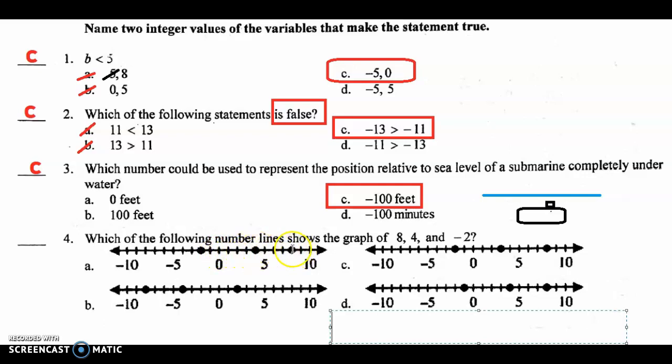So far, 8 and 4 right here, right? And then it says negative 2. So I'm here. Negative 2 would be negative 1, negative 2. And there's a dot there as well. So our answer is going to be A because it has our 3 integers listed here.